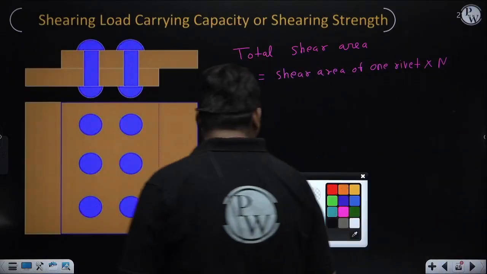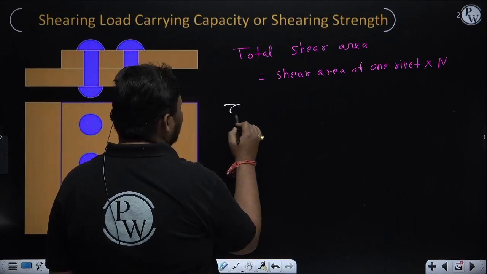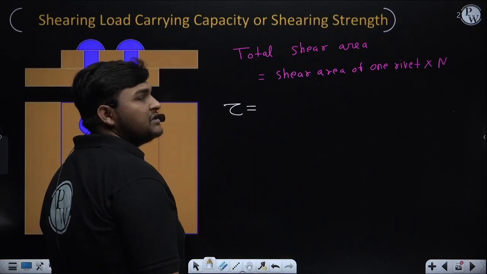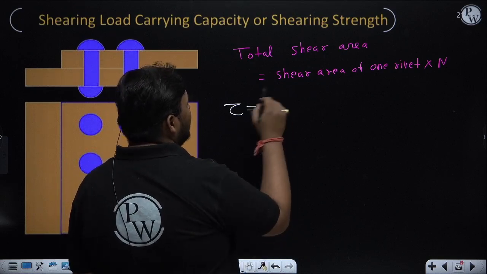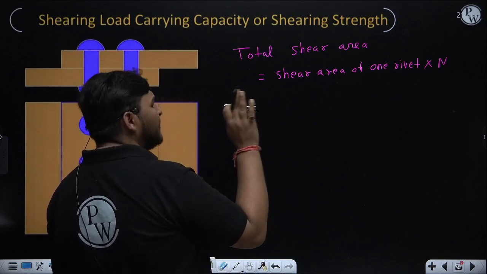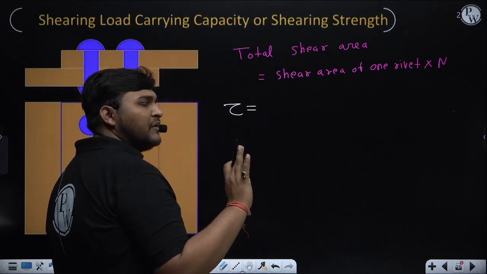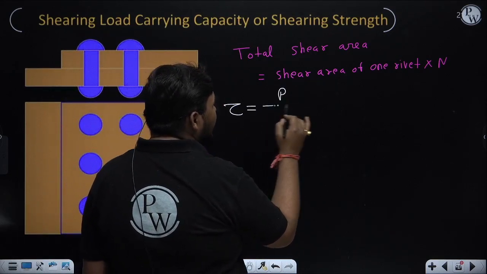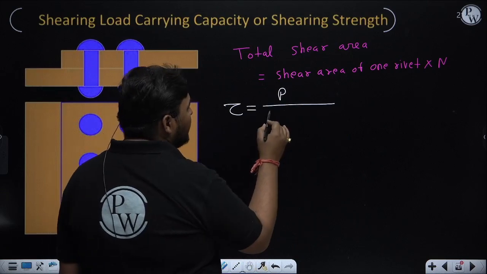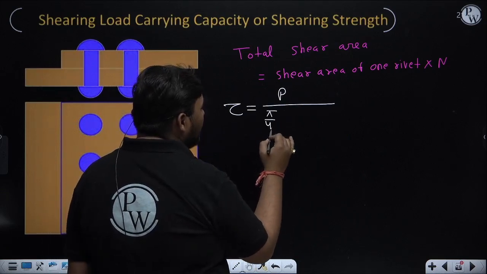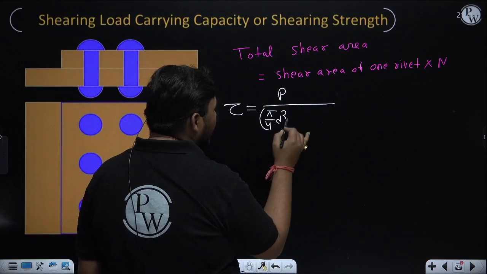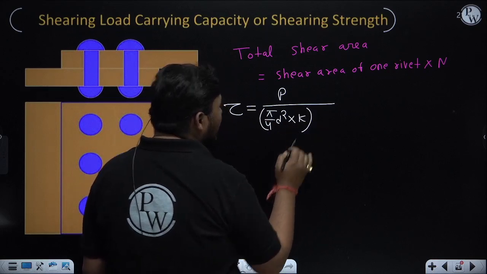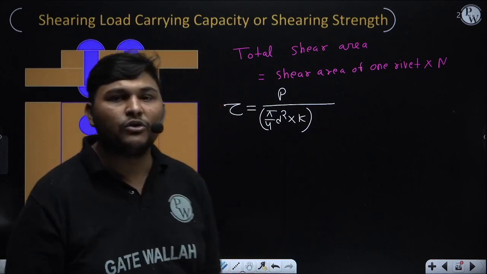So what will be the shear stress in each rivet to avoid shearing failure? This shear stress should be less than the permissible shear stress to avoid shearing failure. That is a different thing. But what will be the expression of shear stress? It will be total force P divided by total shear area. And what is total shear area? For that, calculate the shear area of one rivet, which is pi by 4 d square into k. K is equal to 1 for single shear and k is equal to 2 for double shear.